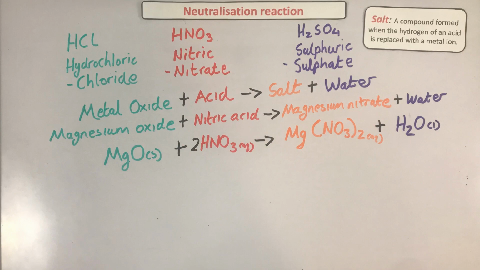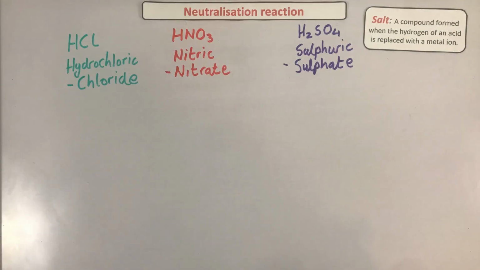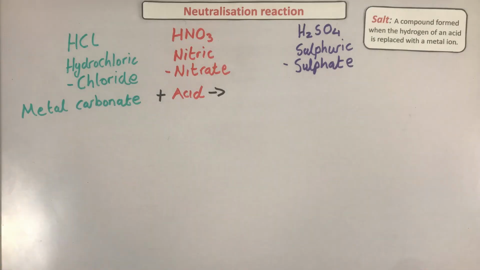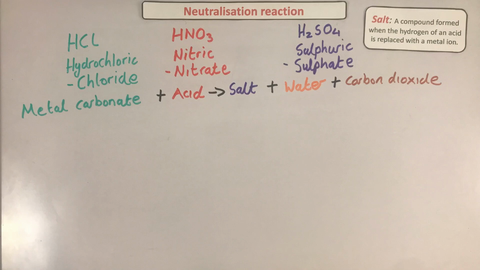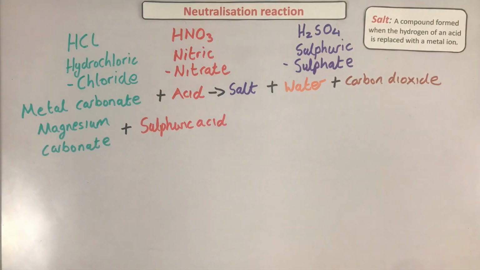It's a little bit different with the metal carbonates though. They make salt and water as well, but they also get bubbly. They release carbon dioxide. Here I'm reacting magnesium carbonate with sulfuric acid. What do you think will be formed?